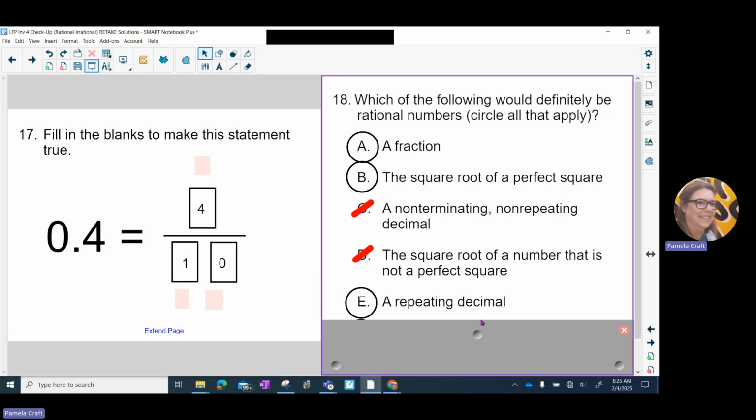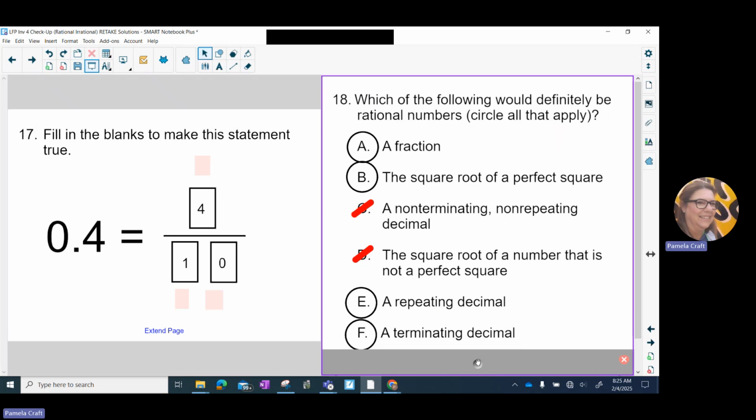E is a repeating decimal. So again, if it can be written as a fraction, or if it's a repeating or terminating decimal, those are the definitions for rational numbers.